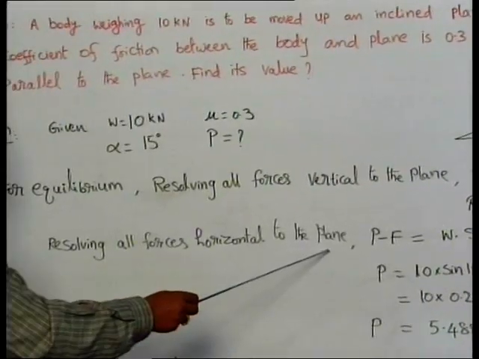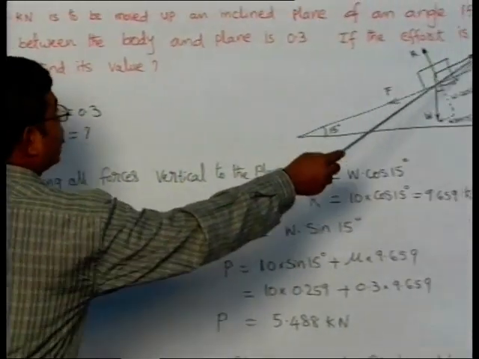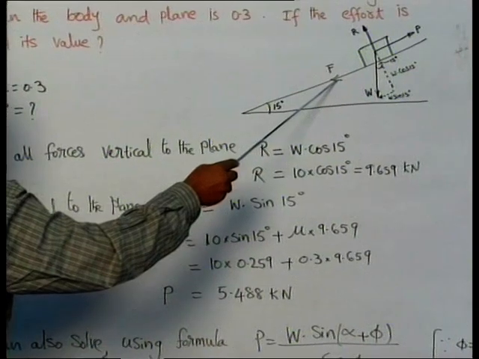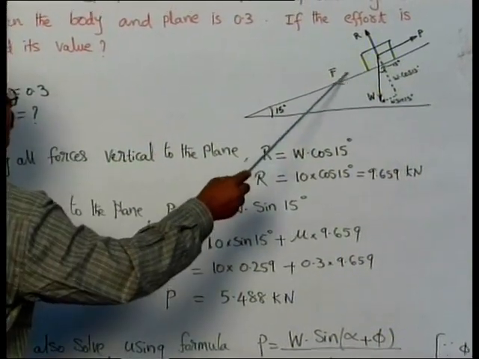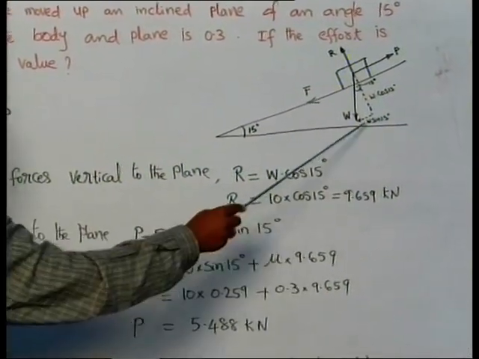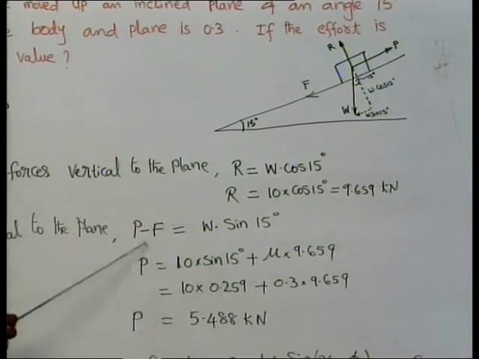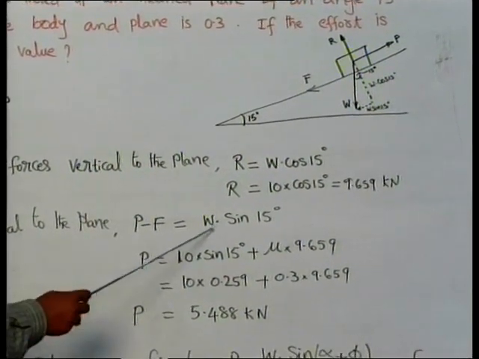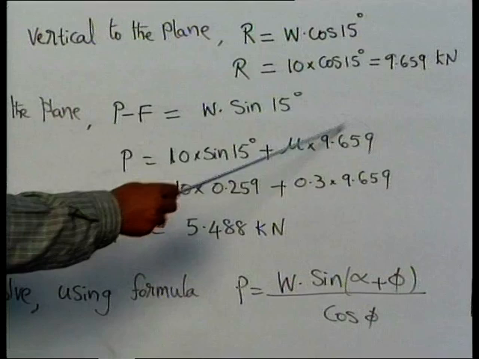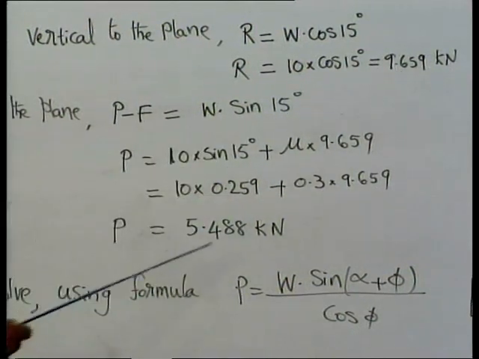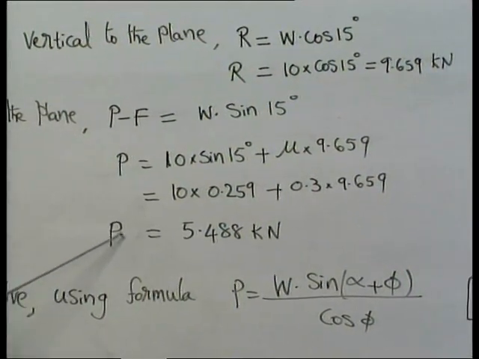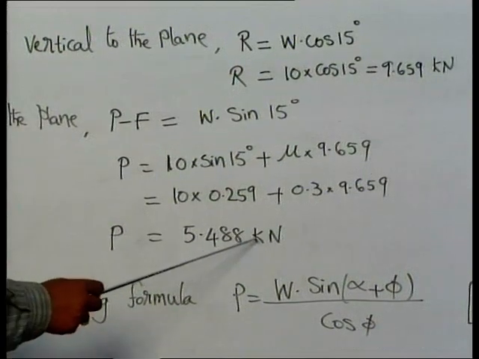Resolving all the forces horizontal to the plane, P which is acting in the rightward direction, F the frictional force is acting in the leftward direction because the body is moving up, therefore frictional force is in the opposite direction. P minus F, both are in opposite directions, is equal to W sin 15. From this equation I can write P is equal to W sin 15 plus F. Instead of F I can write mu R, R value is 9.659, mu value 0.3. Substituting we will get the value P is equal to 5.488 kilonewton.